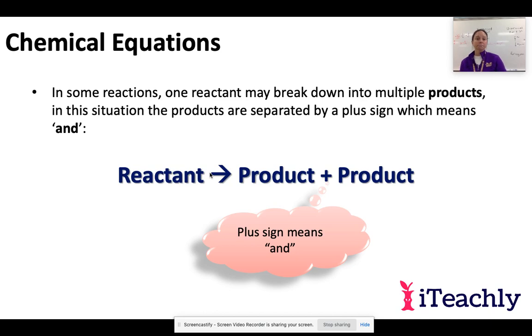And again, on the product side, we use the word and. So the plus sign can be and as well. So we say reacts with or and, so that we can understand verbally how we say the chemical equation, the expression of the chemical reaction or a chemical equation.